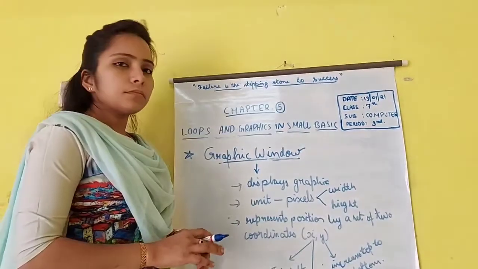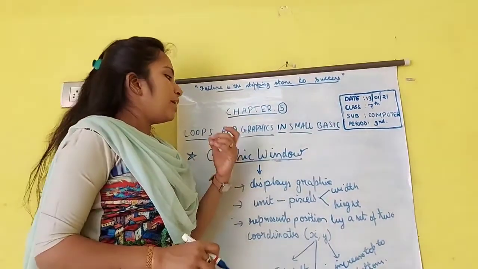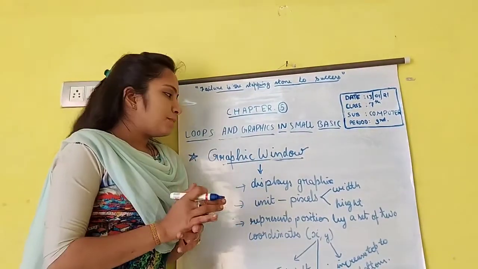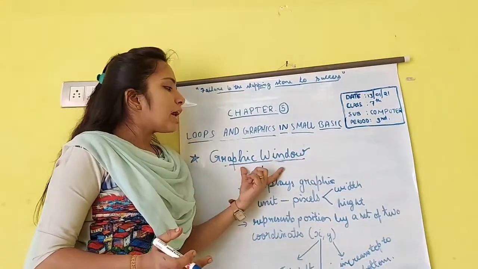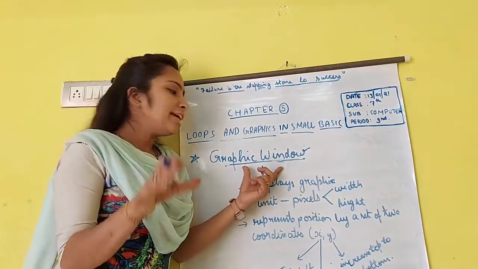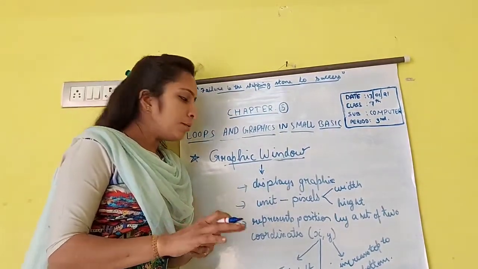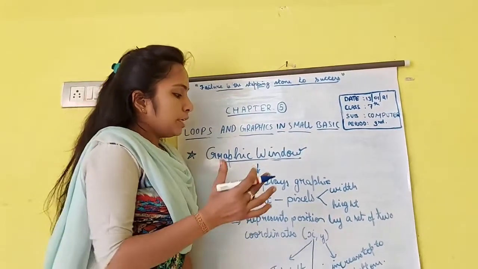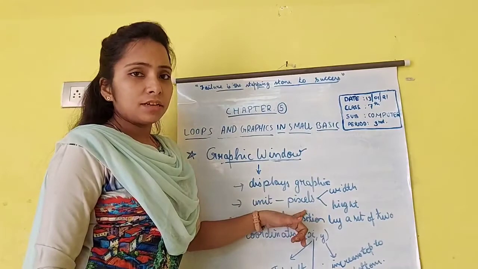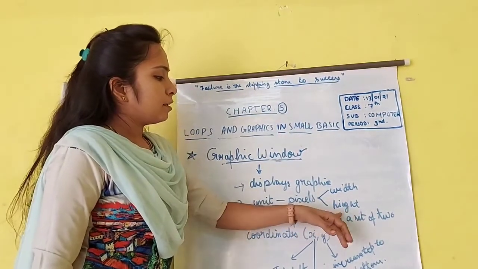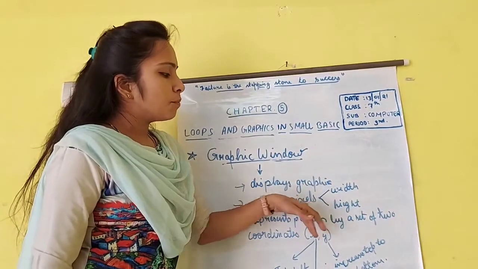Clear? Now let's understand what is graphic window. When we are working with graphic window objects, we need to know what a graphic window is. This graphic window is the place where all of our graphics will be displayed. Clear? See, it is measured in terms of pixels. Its height and its width are both measured in terms of pixels.